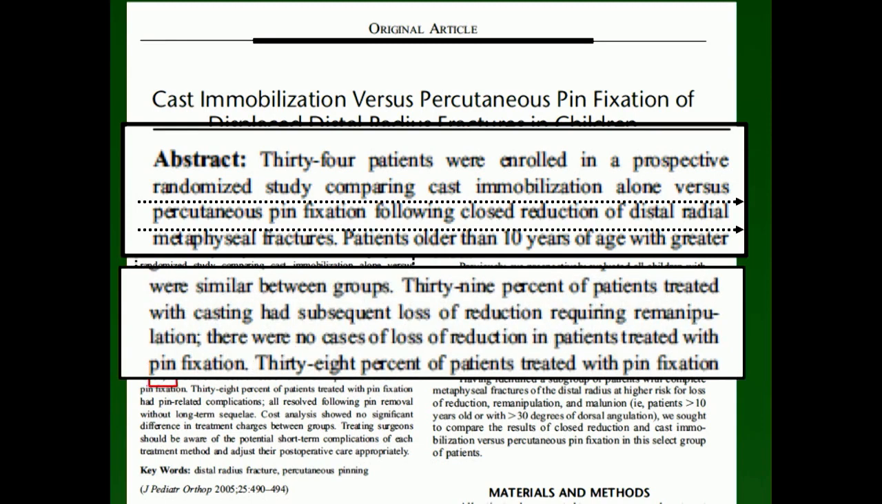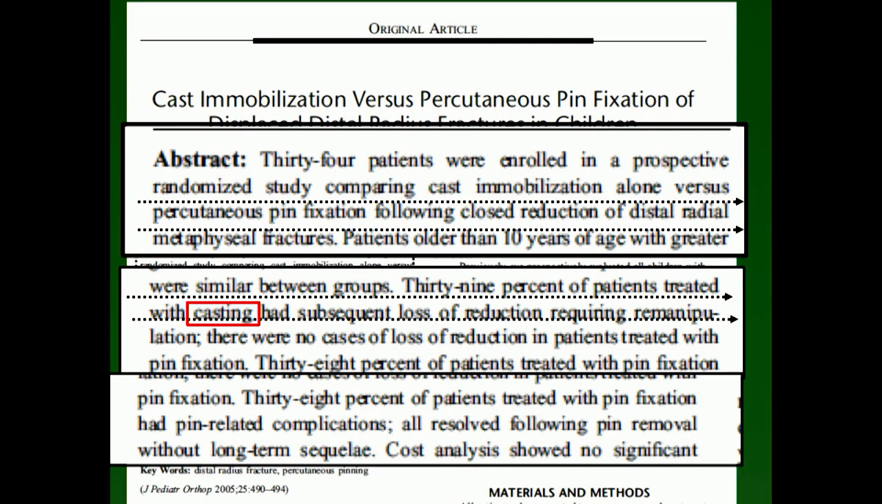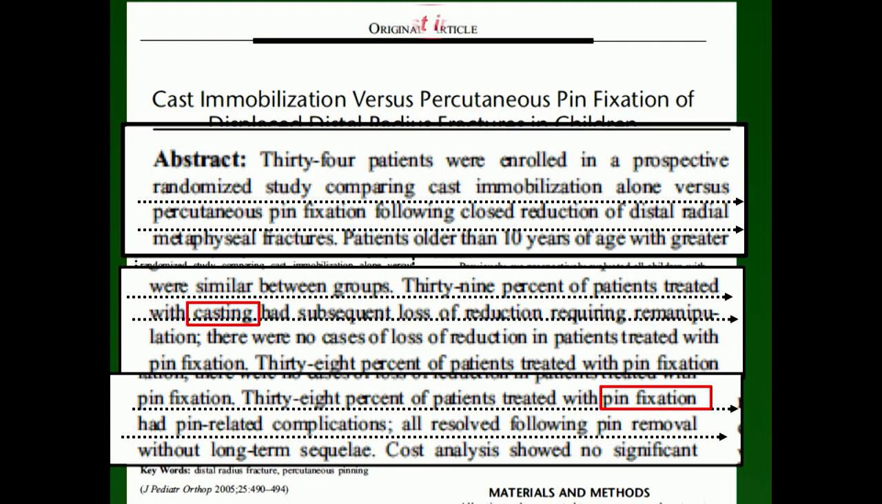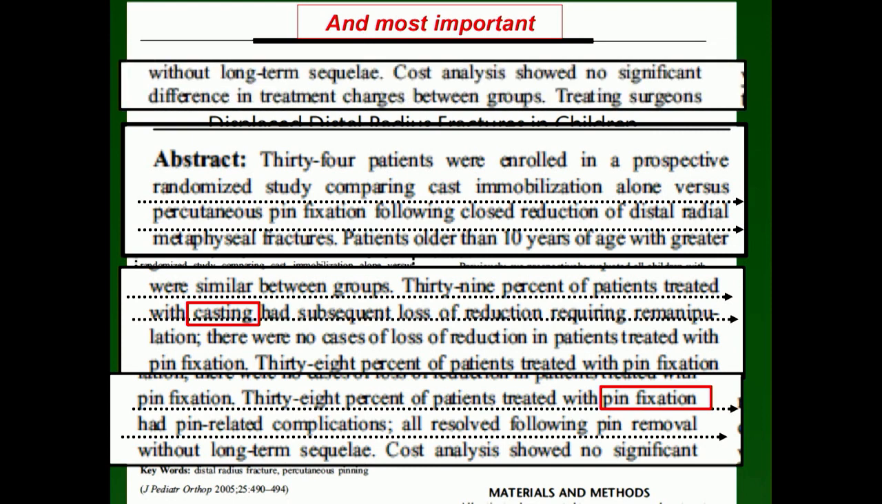Some did cast, some did percutaneous pinning, as you can see here. And they found that 39% of the patients with casting had loss of reduction. Those treated with pin fixation had almost all resolved following pin removal without long-term sequelae. And the most important thing is, does it cost more to put the pins in? They said their cost analysis showed no significant difference in treatment charges between the groups.